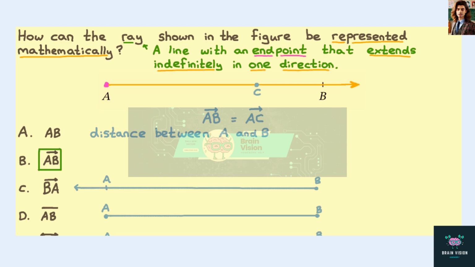Next, if we have a horizontal line over A and B, then our line does not extend indefinitely in either direction. This is called a line segment, and A and B are its endpoints. Finally, if we have a double-sided arrow over A and B, then this is the line passing through A and B, and it extends indefinitely in both directions. Hence, only option B represents the ray from A through B mathematically.